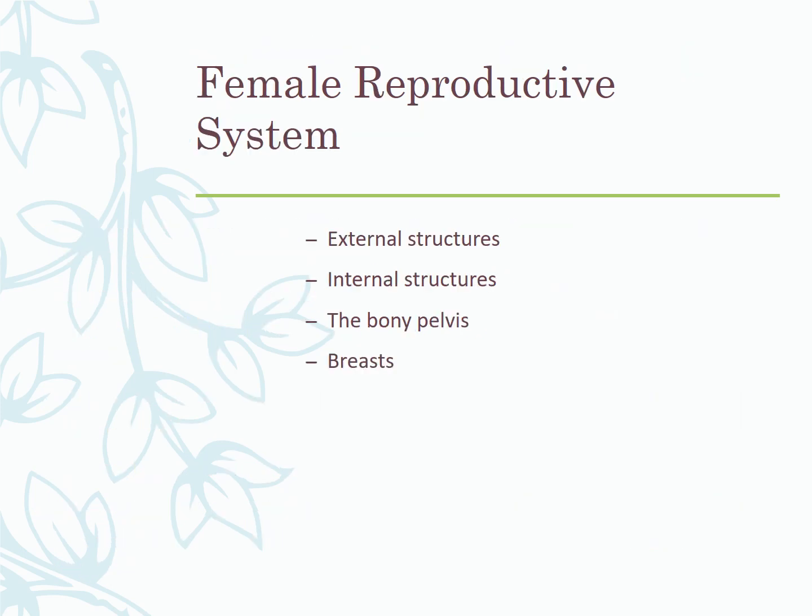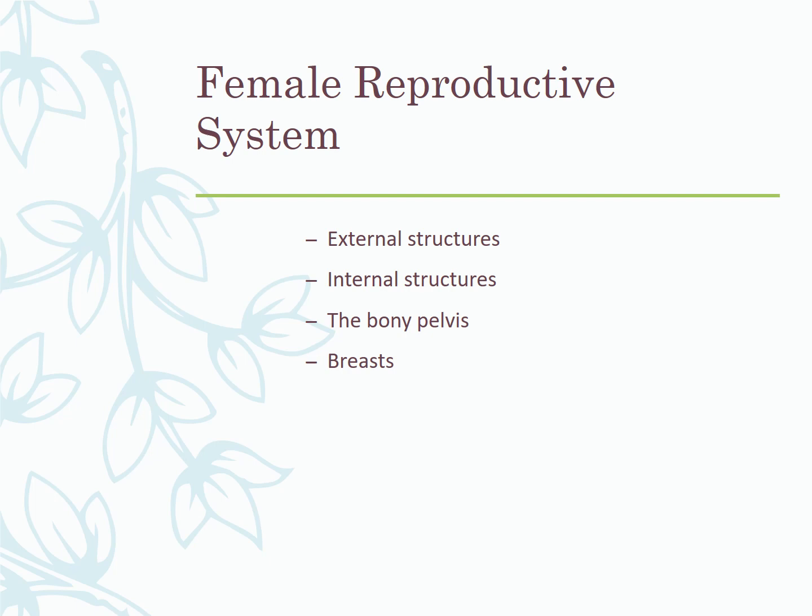So the female reproductive system, you have your internal structures, your external structures, the bony pelvis and the breast. External structures are all the structures visible externally from the pubis to the perineum. This includes the mons pubis, labia majora, labia minora, the clitoris, the vestibular glands, the vaginal vestibule, vaginal orifice, and the urethral opening. Internal structures include the vagina, uterus and uterine tubes, the fallopian tubes, and ovaries.